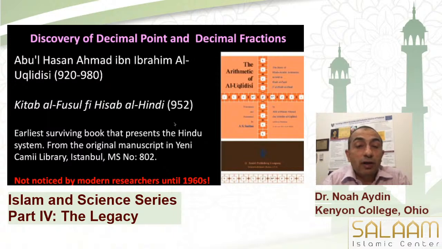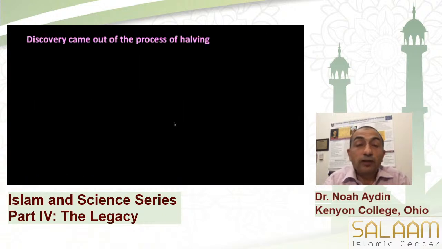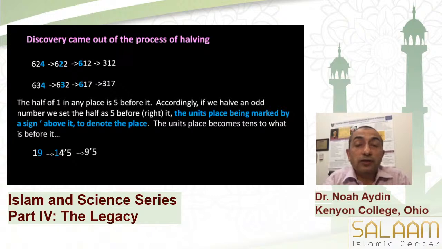There is a single manuscript copy of this book, located in Yeni Cami Library in Istanbul, Turkey, which happens to be my hometown. Unfortunately, this book was not studied by modern researchers until the 1960s. By that time, incorrect information and assumptions about the source of the decimal point and decimal fraction had become widespread. I don't want to go into details of how he discovered the decimal point, but it was really interesting. It came out of the process of finding half of a number.